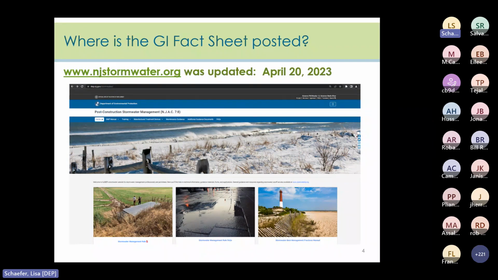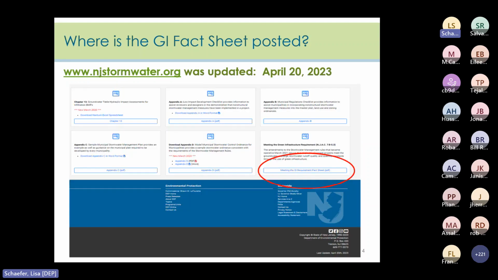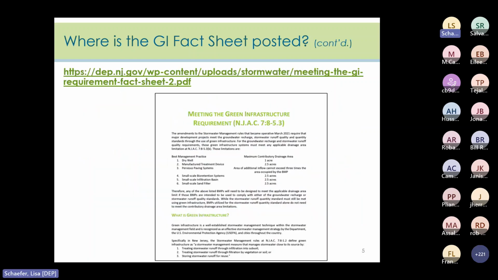On April 20th of this year, the njstormwater.org homepage was updated to its new format. The BMP manual is found by clicking on the lighthouse image or even the link text below it for the BMP manual. The fact sheet about meeting the green infrastructure requirements is now found on the lower right corner of the web page for the BMP manual, and it exists as a PDF file for you to download. Or you can use the link that's provided near the top of your slides. And the fact sheet itself is an 8-page document.